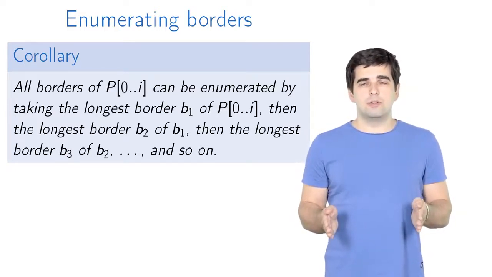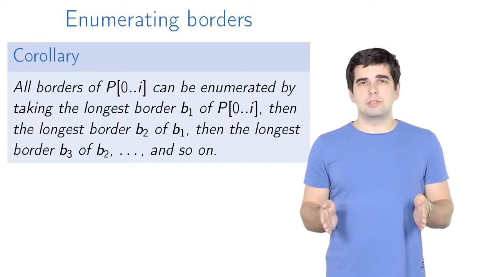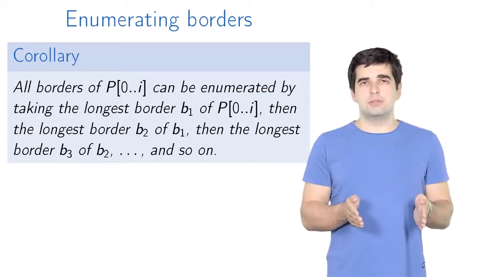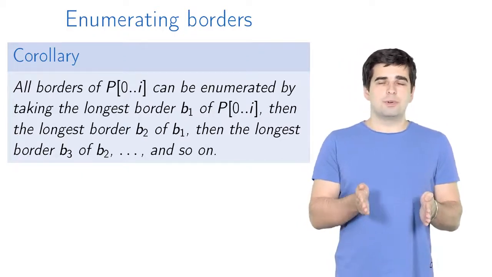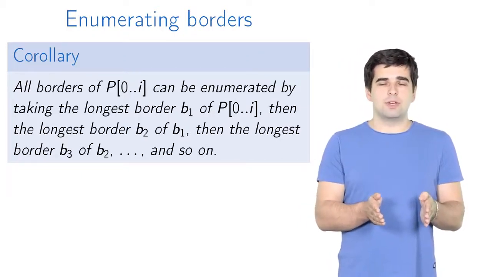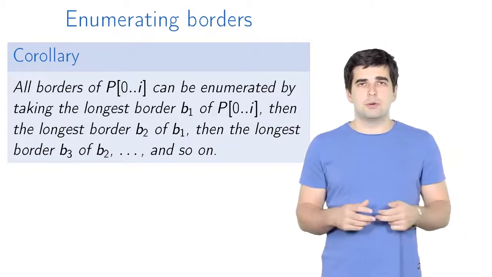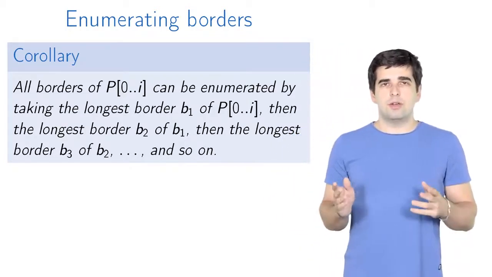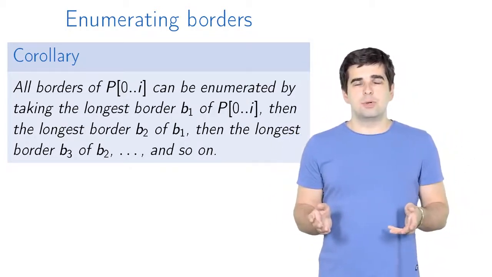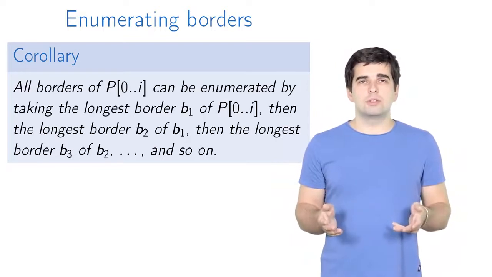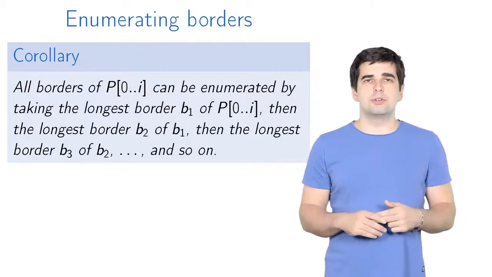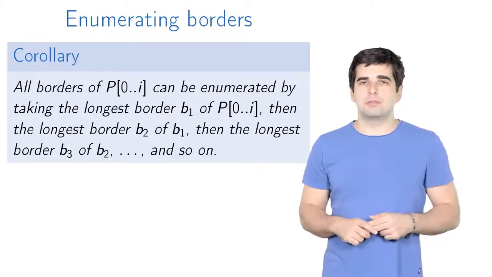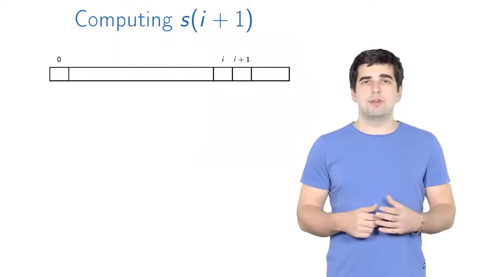And to go from any prefix to its longest border, we just need to use the prefix function. And then again the prefix function for that prefix of p. And then the prefix function for that prefix of p. And so on. So if we know the prefix function of the pattern, we can go through all the borders of any prefix of the pattern in an efficient way, going only through the borders and not encountering any other positions in the pattern.